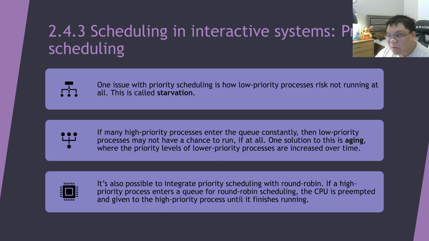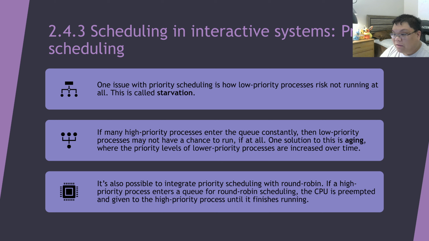If many high priority processes enter the queue constantly, then low priority processes may not have a chance to run, if at all. A solution to that is to simply increase the priority of these low priority processes over time. Eventually, they'll have a higher priority than all the high priority processes, and then they get to run next.